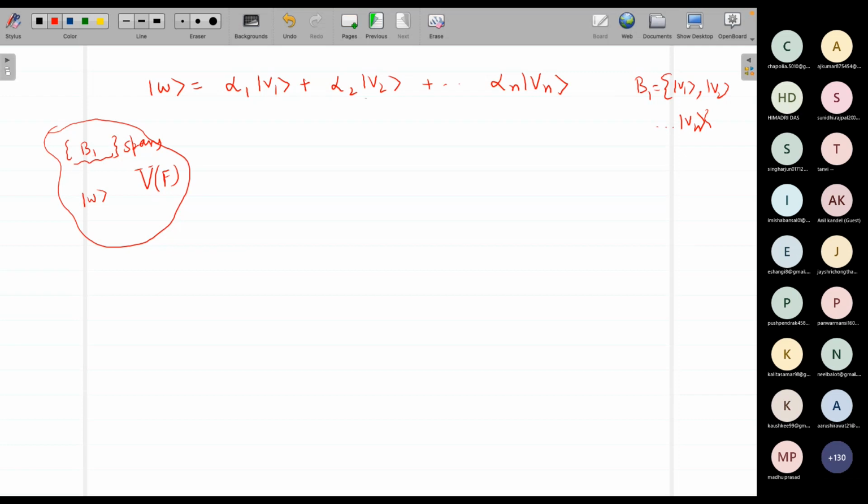Then you are able to generate the whole vector space. That is what it means, spans. That is, it generates the vector space just knowing a few vectors. Yeah. So, a question here, so that I can continue.